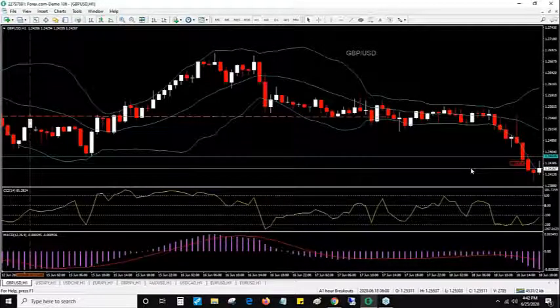I'm using a 55 pip stop loss and a 55 pip target. I accept the risk at the time that I get into the trade. And I know that if I've done everything right, this trade's going to work 90 to 95% of the time in my favor. So I just let it work. I have to let it do its thing.